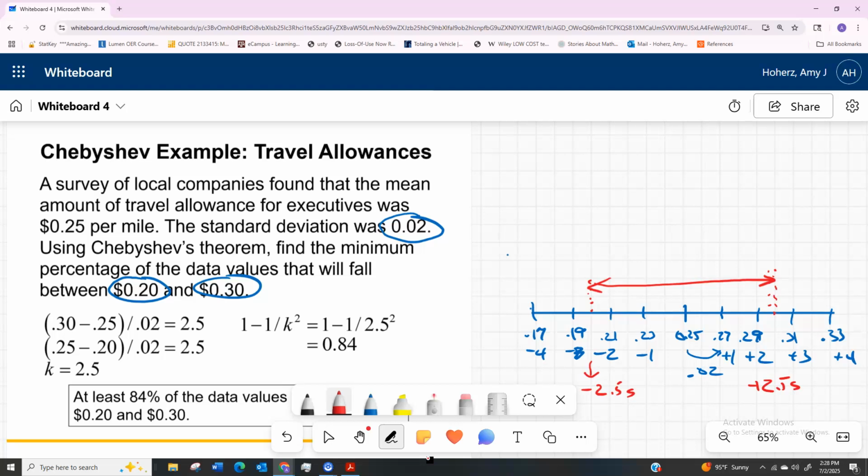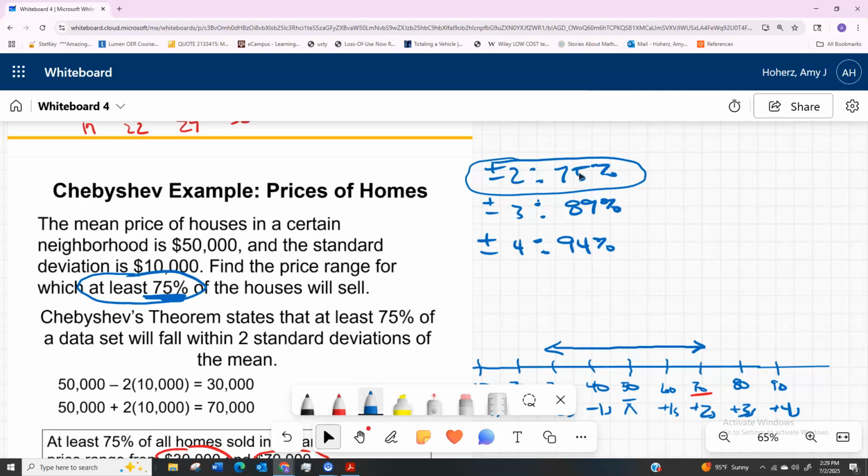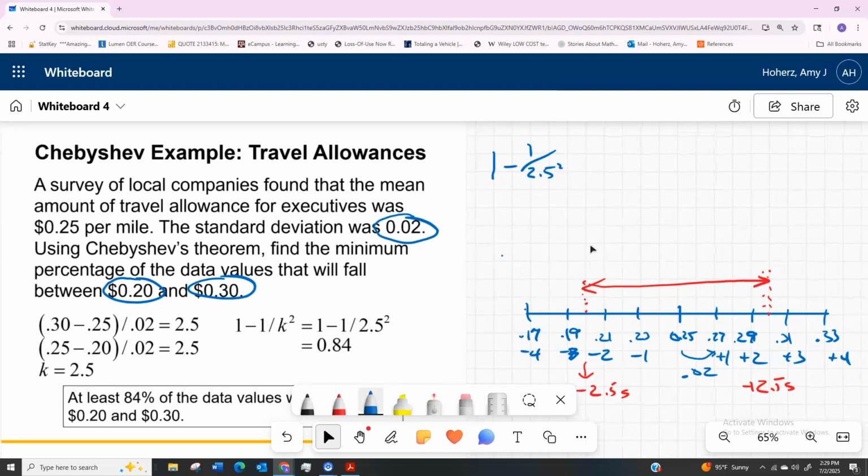This is again one that could be on your homework, but I wouldn't ask one like this on your test because I'm going to stick with just -1, -2, -3, -4, so that you can use the 75, 89, 94 percentages. But on your homework, you might have one like this. And so what we do for this is we say, okay, I can see that's -2.5 for the s. So I'm going to use the formula 1 minus 1 over 2.5 squared. We know it's going to be somewhere between 75% and 89% because 2 is 75% and 3 is 89%. So it's got to be somewhere between these two values, but not exactly between them.